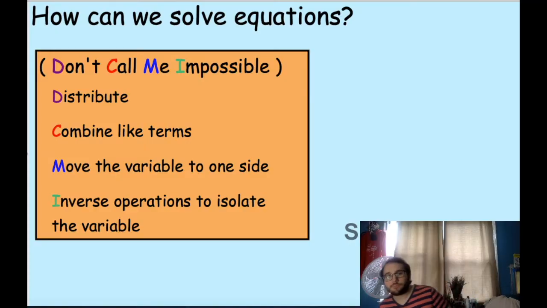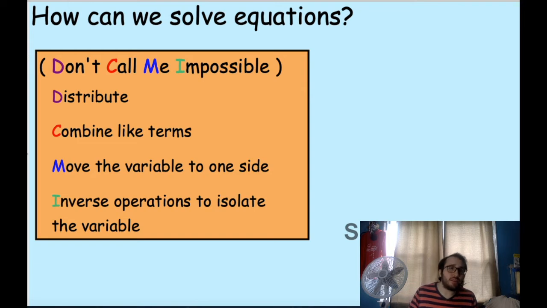Okay, so let's move on with the lesson. All right, the most important thing, in my professional opinion, is learning how to solve equations. If you can solve an equation, it makes a lot more complicated things easier. And something that myself, Miss Fu, and Miss James, we all use in our classes for algebra is something called Don't Call Me Impossible. It's a silly little acronym. And each letter of the acronym stands for something. And this is really the order in which you use to solve equations.